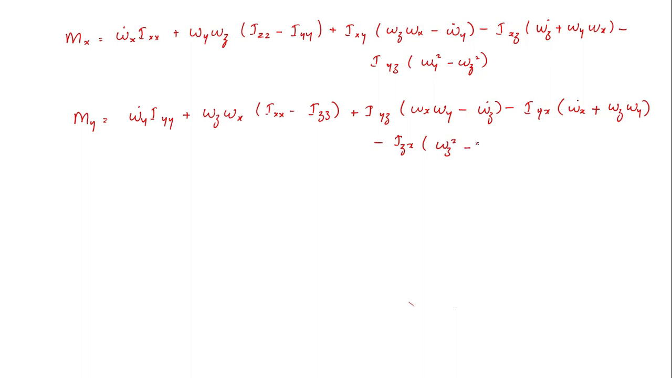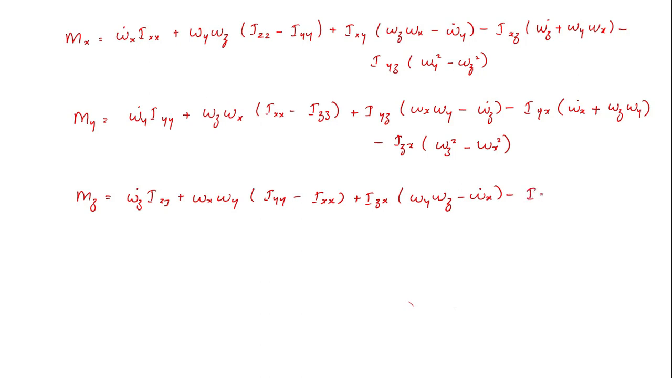square minus omega x square, and mz is equal to omega z dot into Izz plus omega x into omega y into Iyy minus Ixx, plus Izx into omega y into omega z minus omega x dot, minus Izy into omega y dot plus omega x into omega y, minus Ixy into omega x dot, omega x square minus omega y square.